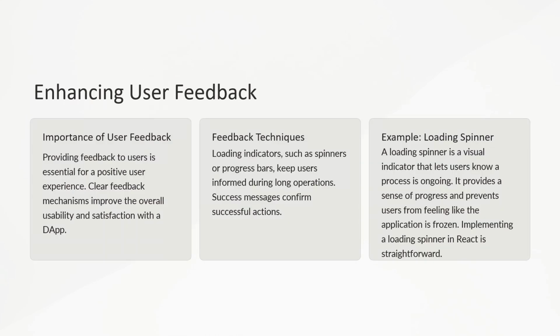User feedback is essential for improving DApp performance. Users appreciate being informed about the status of their actions. Clear feedback mechanisms improve the overall usability and satisfaction with a DApp. Loading indicators such as spinners or progress bars keep users informed during long operations. Success messages confirm successful actions. Error messages provide information about issues, helping users understand and resolve problems.